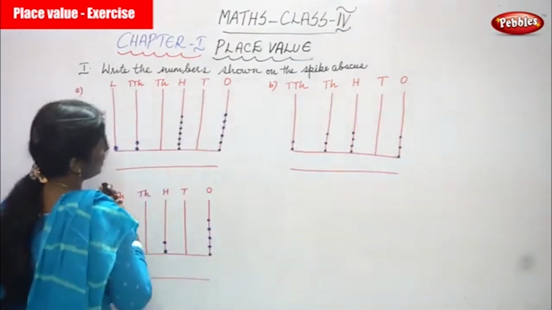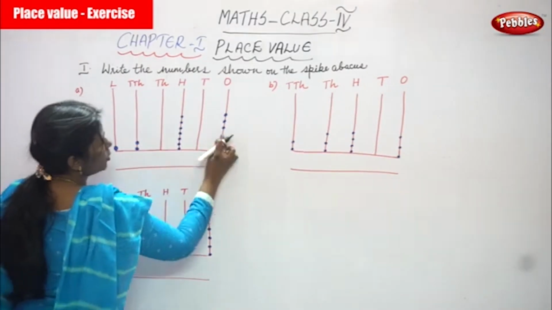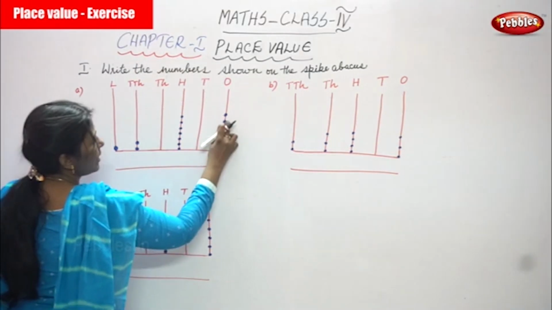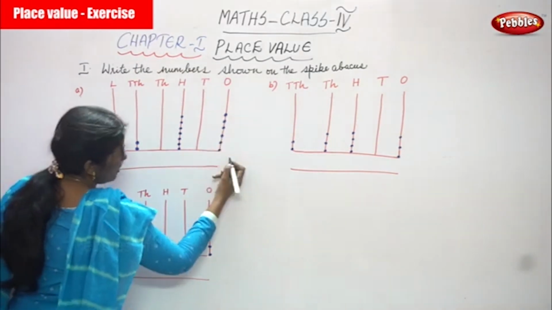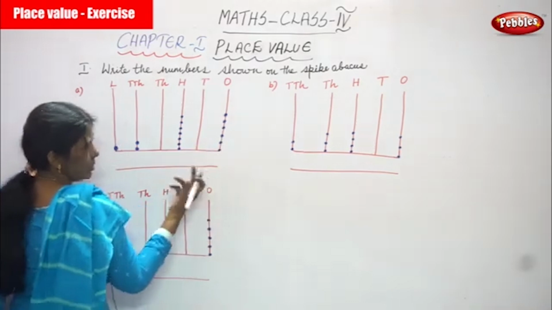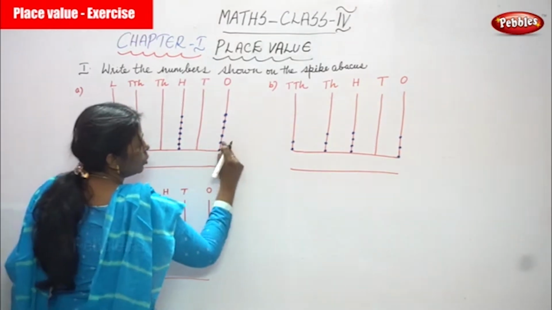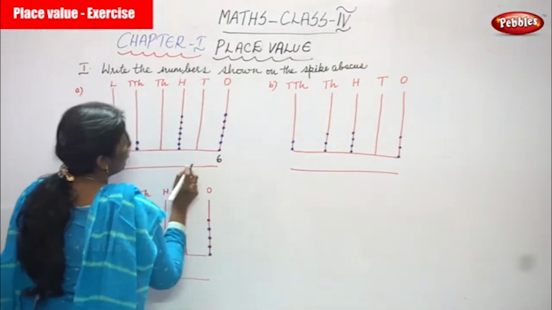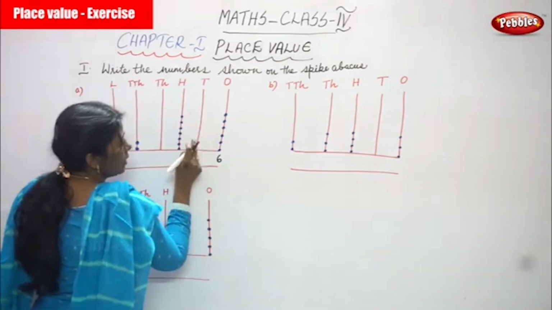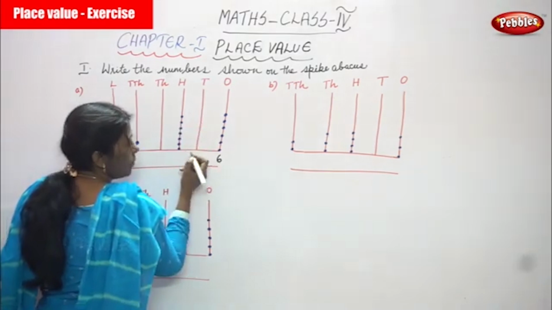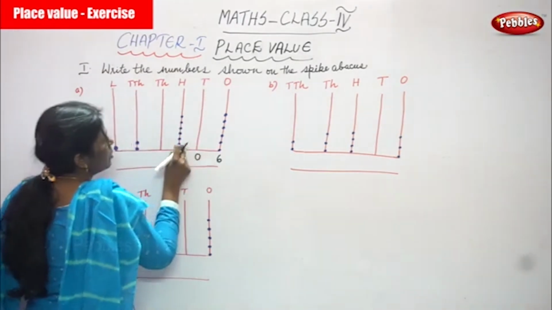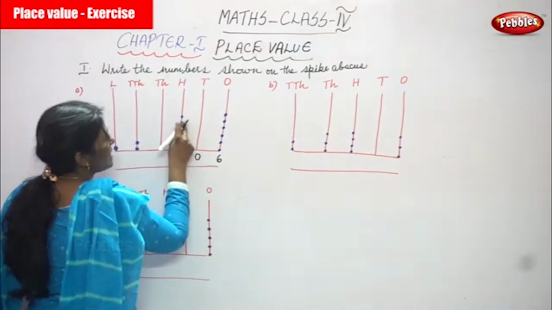So we start with ones always. 1, 2, 3, 4, 5, 6. How many? 6 dots, or you have to consider them as balls, whatever you have. So 6 ones, and after that, there are no balls in the tens place, so you have to put 0. Then 1, 2, 3, 4, 5, 6, 7.